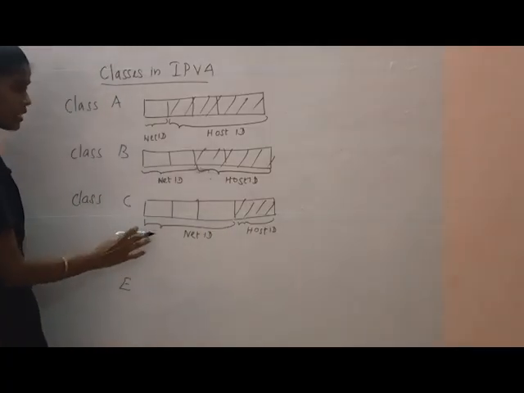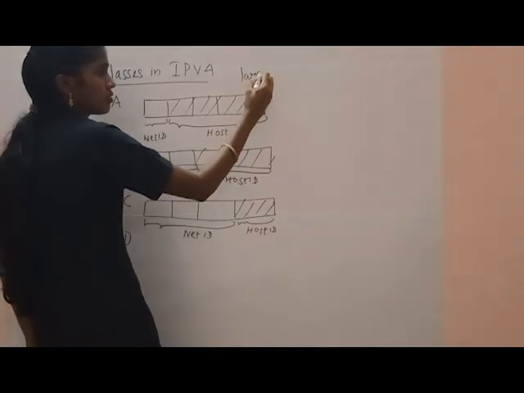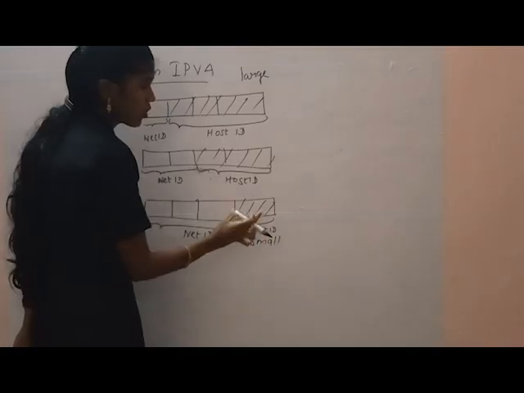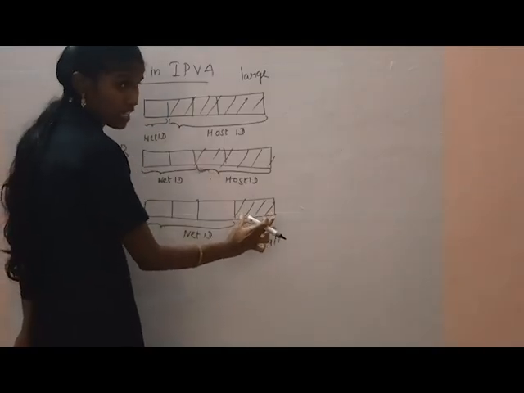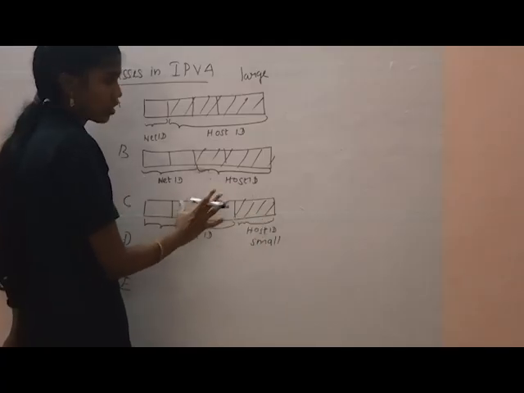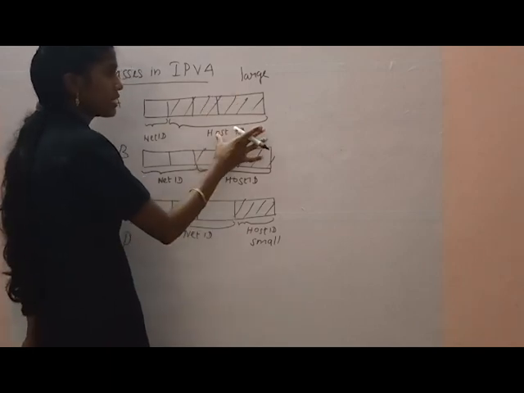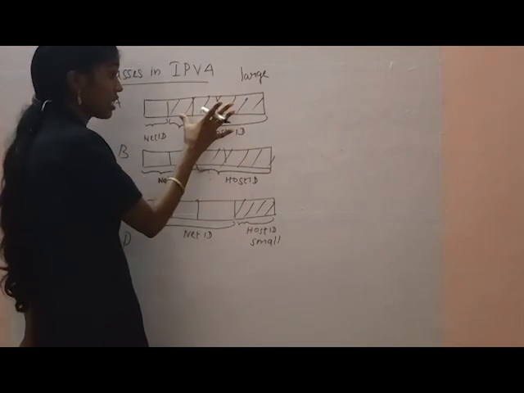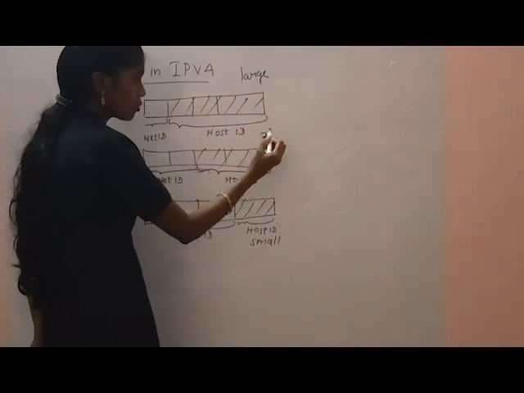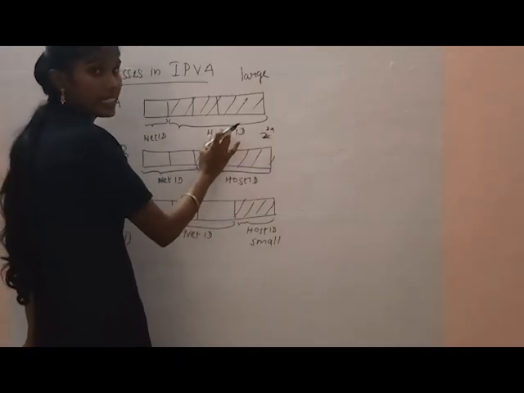The remaining portions are called the net ID. This is a large network. This is a small network because you have a small number of devices here, only 2 power 8 devices you can have, but n number of networks you have. And this one is in between both large and small, and this is a large network and it can accommodate 2 power 24 devices in this portion.